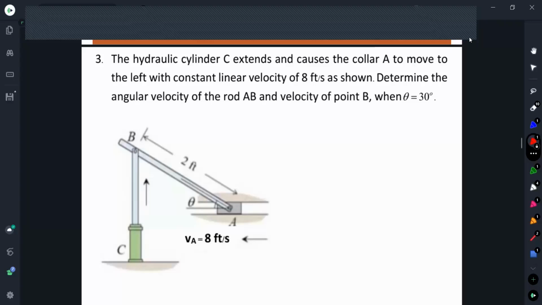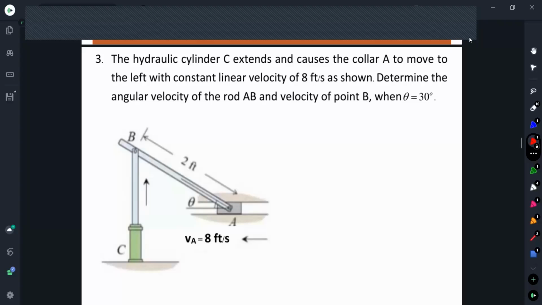Let's consider this problem. The hydraulic cylinder C extends and causes the collar A to move to the left with a constant linear velocity of 8 feet per second, as shown. We would like to find the angular velocity of link AB and the velocity of point B when theta is equal to 30 degrees.